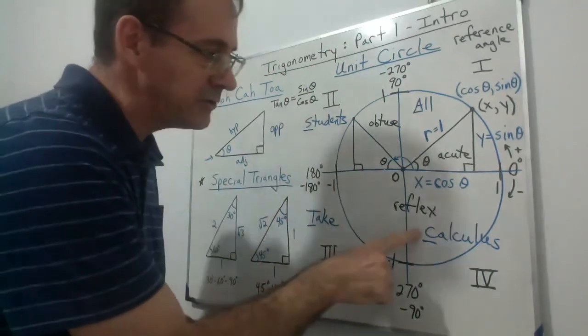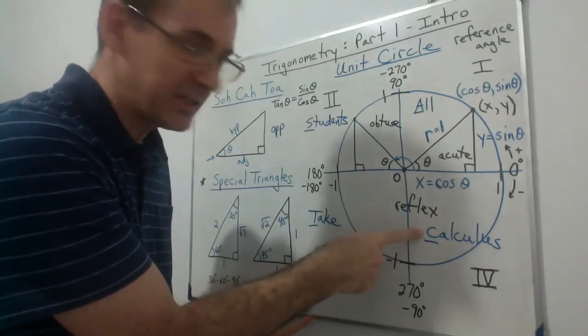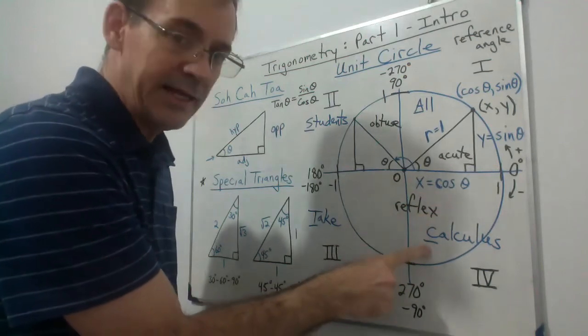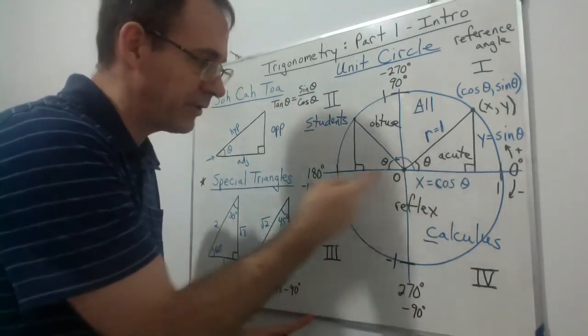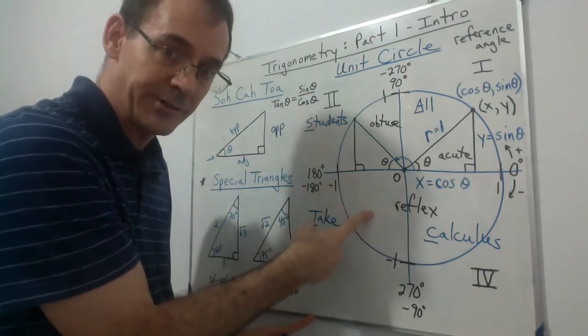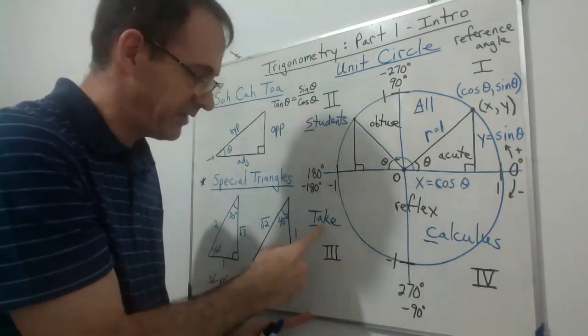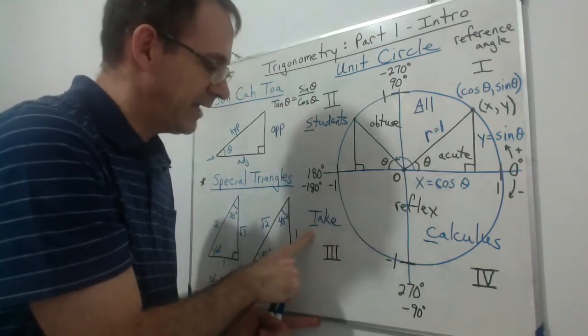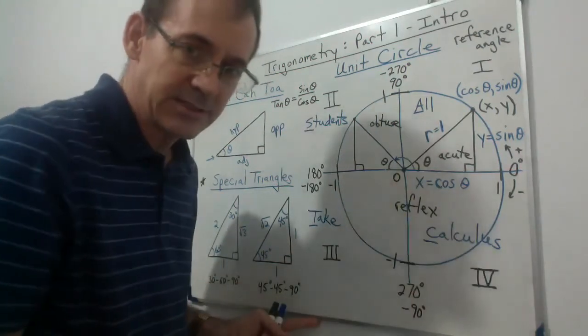Now, if your cosine happens to be positive, well, you know your reflex angle's in the fourth quadrant. If your cosine happens to be negative, you know that your reflex angle is in the third quadrant. Same thing with tangent. If tangent is positive, you know your reflex is in the third. If your tangent is negative, you know your reflex is in the fourth.